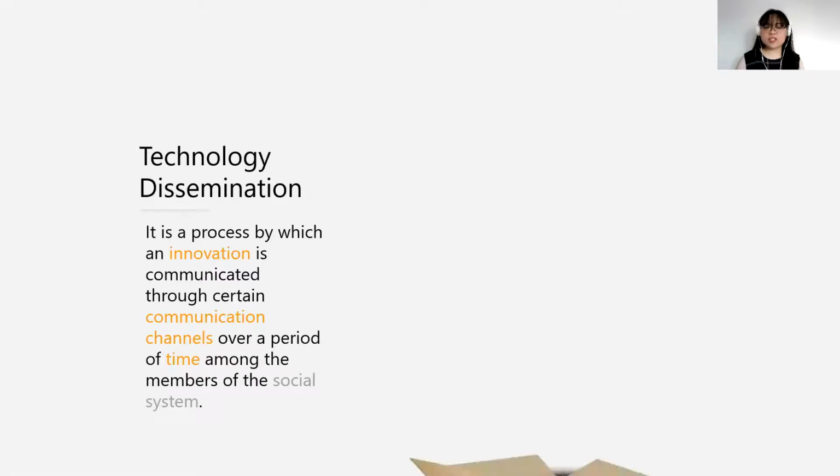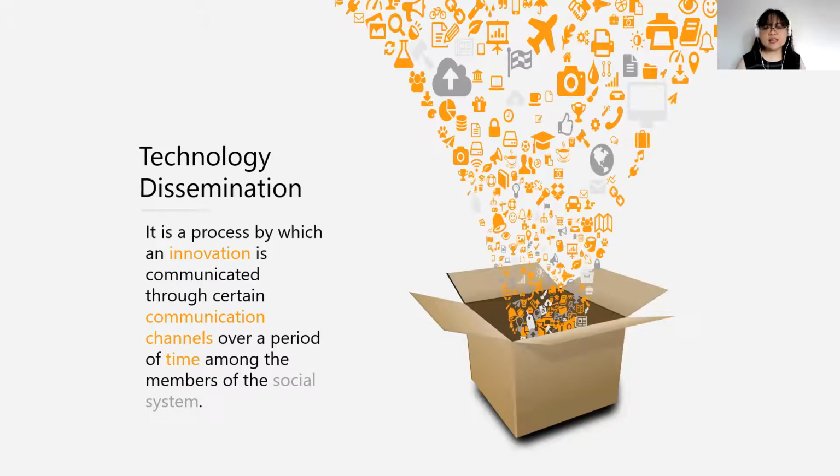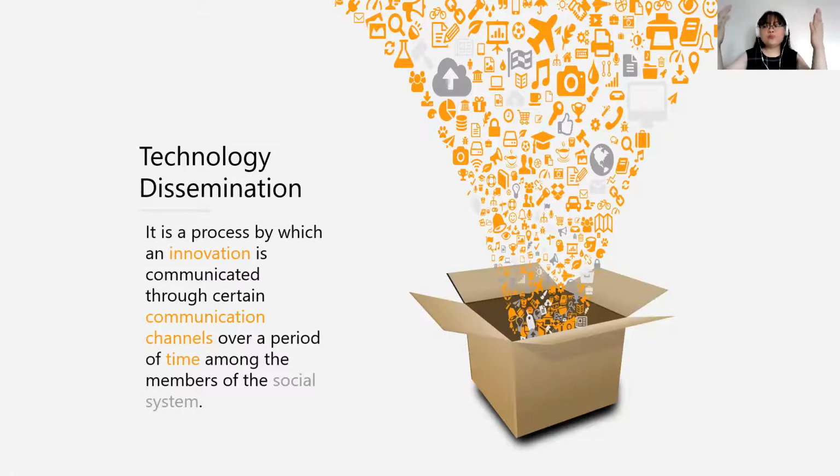Okay, when we say technology dissemination, it means that it is a process by which innovation is communicated through certain communication channels over a period of time among the members of the social system. Okay, so unlike C4D, wherein when we go down to the communities, we identify the problem first. Okay, in technology dissemination, in technology packaging, we already have a technology in mind that we're going to disseminate to the public or to the target clienteles.